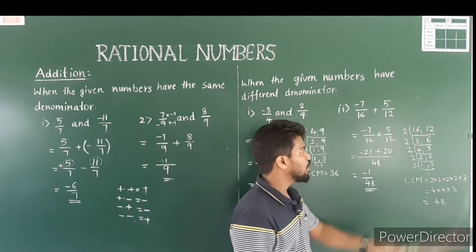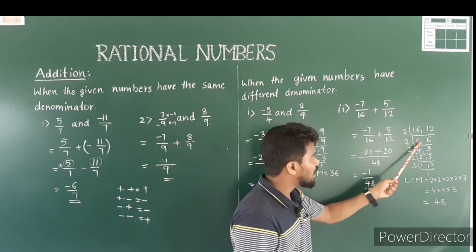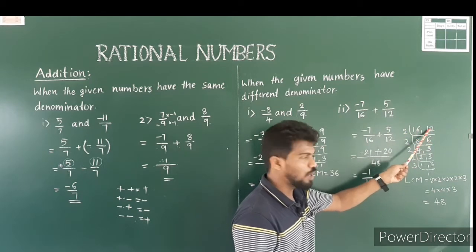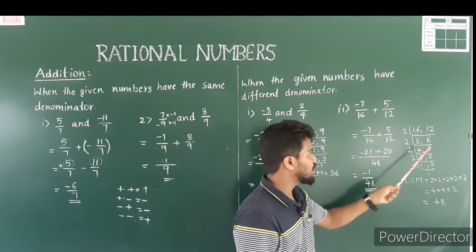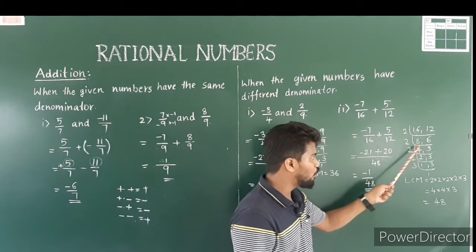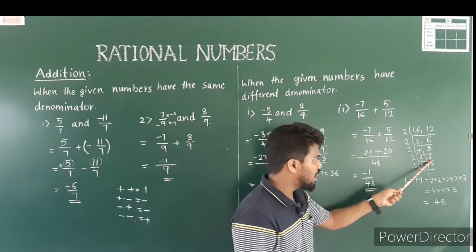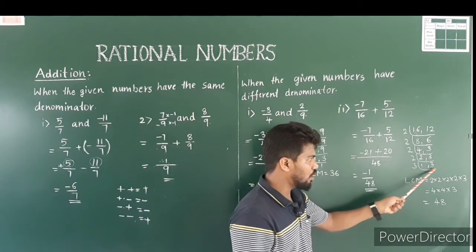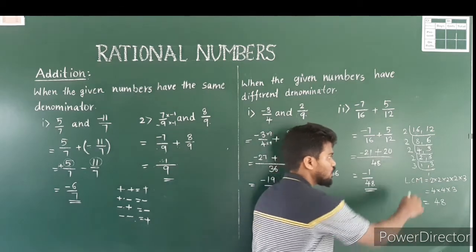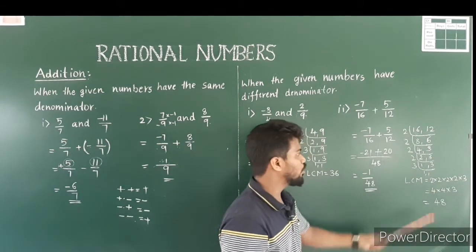So 16, 12, 2 8s are 16, 2 6s are 12, and next 2 4s are 8, 2 3s are 6. So now you look for only 4, 2 2s are 4, 3 as it is, 2 1s are 2, 3 as it is. Now you go through 3, 3 1s are 3. So 1 comma 1. So finally you get 1 comma 1.